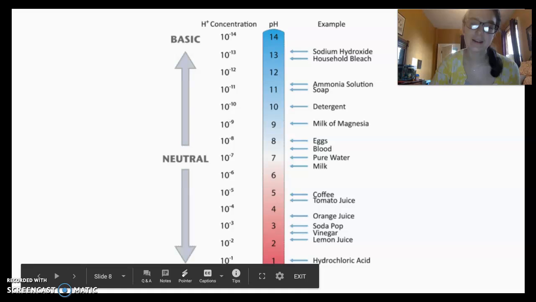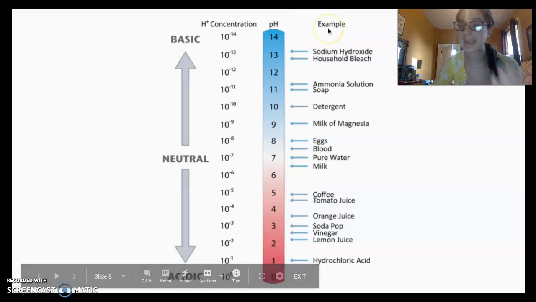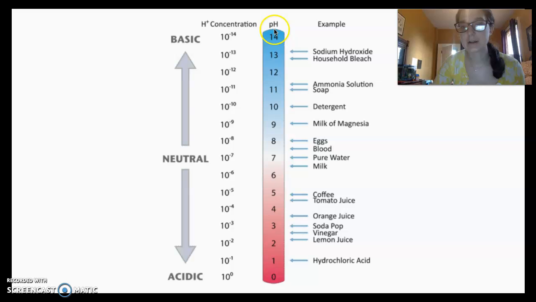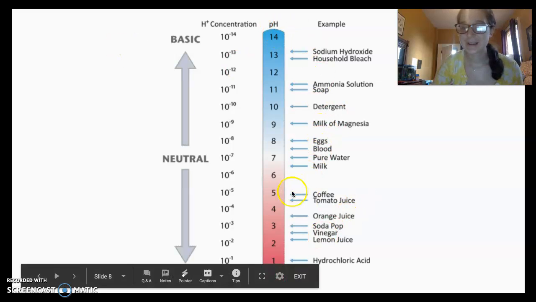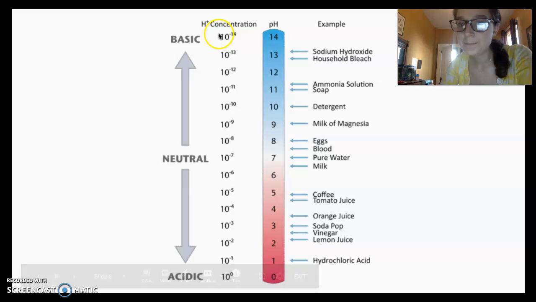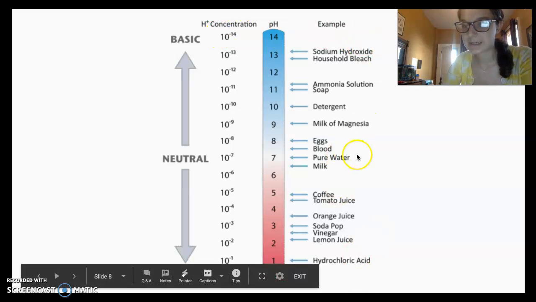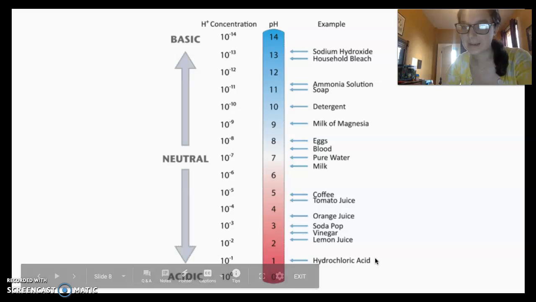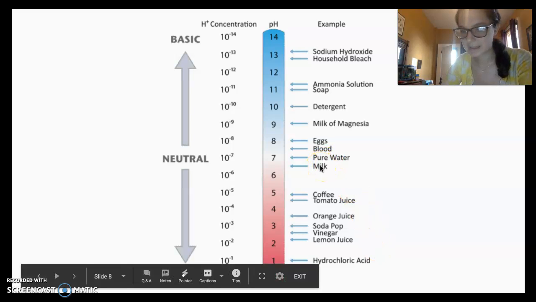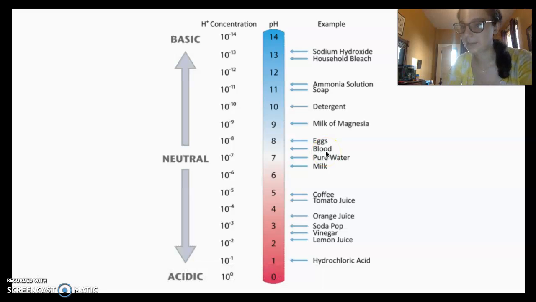And this is a scale here that shows your pH scale, and it also compares it to the colors of the litmus paper. So again, acids make litmus paper red, bases make it blue. This shows you the concentration of H+, and it also gives you some nice examples. So coffee, tomato juice, orange juice, pop, vinegar, lemon juice, stomach acid, those are all acidic things. Milk is slightly acidic, pure water is neutral, blood is a little bit basic, eggs are pretty basic.